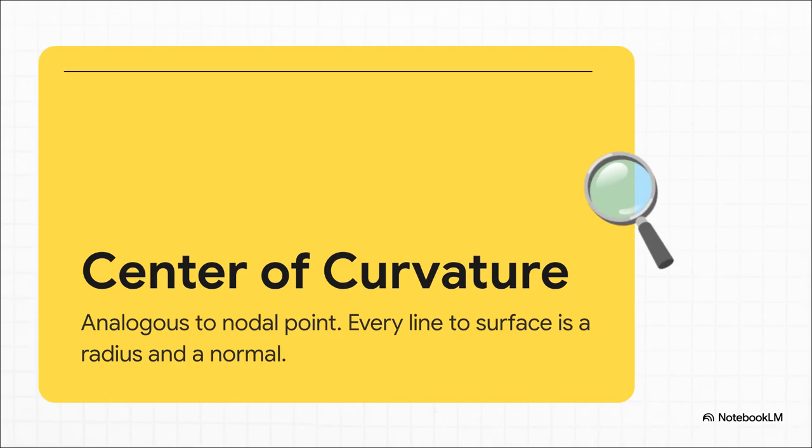When you're mentally mapping the anatomy of these curved mirrors, you absolutely must identify the center of curvature. Think of this center as totally analogous to the nodal point of a lens. Why is this so important clinically? Well, because every single line drawn from the center of curvature to the surface of the mirror is a radius. And since it's the radius of a sphere, it perfectly intersects that surface at a 90-degree angle. Therefore, every single line from the center of curvature acts as your normal for calculating that angle of reflection we just talked about.